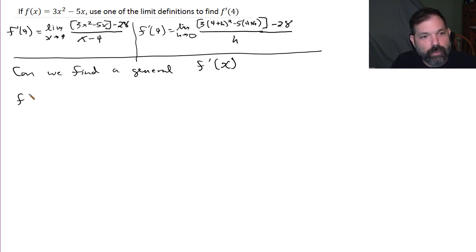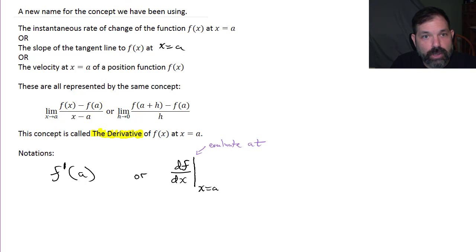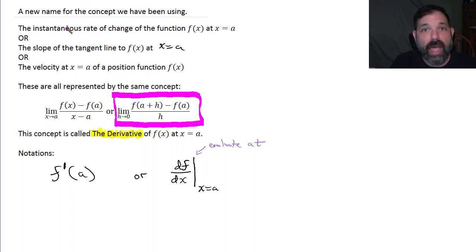Alright, so let's see. F prime at x would be the limit with h approaching 0 of f of x plus h minus f of x over h. Notice I took that definition that we had two slides ago. I took this definition here that I'm going to highlight in this magenta color. All I did was I took this definition, and instead of using a, I'm just using x. Okay, I hope you can see that.